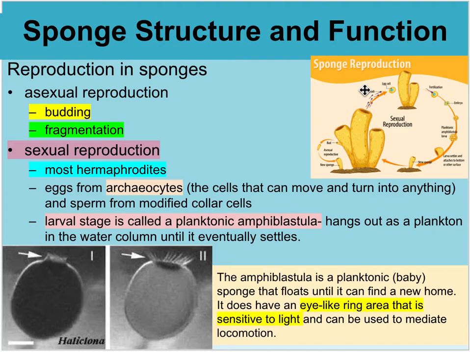It can fragment and regenerate the rest of it, or it can have sexual reproduction. Most are actually hermaphrodites, where they have the male and the female parts. They have the archaeocytes, which are cells that can turn into anything. Eggs, and they make their eggs from that, and then they make sperm, no shocker, from their collar cells.